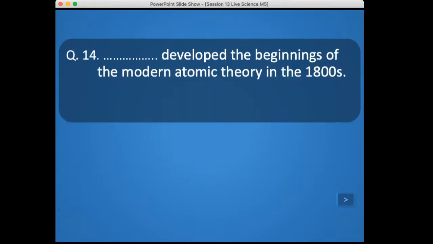Who developed the beginnings of the modern atomic theory in the 1800s? When you review your notes, you'll find that the answer is John Dalton.